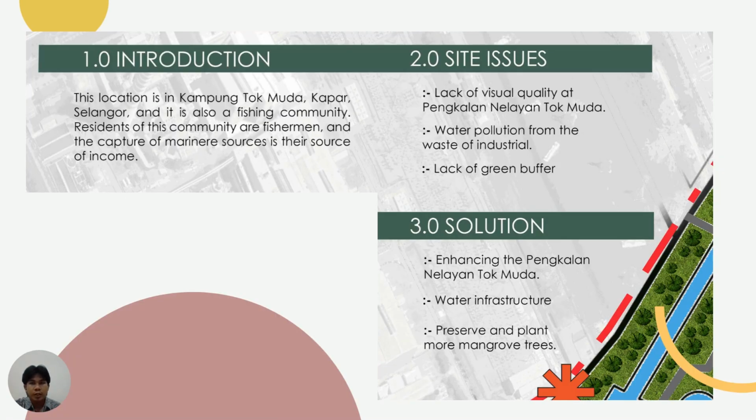For the introduction, this site is located at Kampung Tok Muda, Kapar, Selangor, and is also a fishing village. This community population are fishermen, and the capture of marine resource is their source of income. The issues that I have found are lack of visual quality at Pengkalan Nelayan Tok Muda, second is water pollution from the waste of industry, and the third is lack of green buffer.